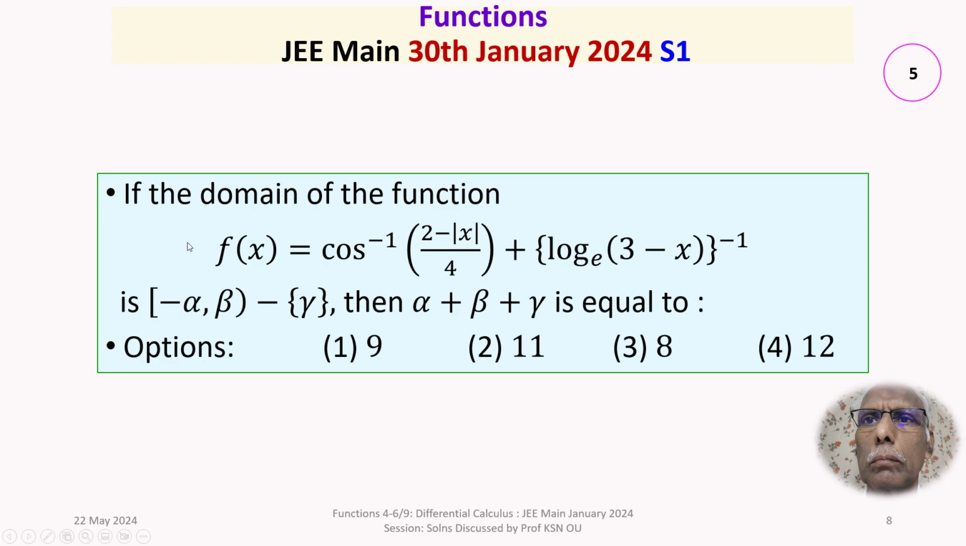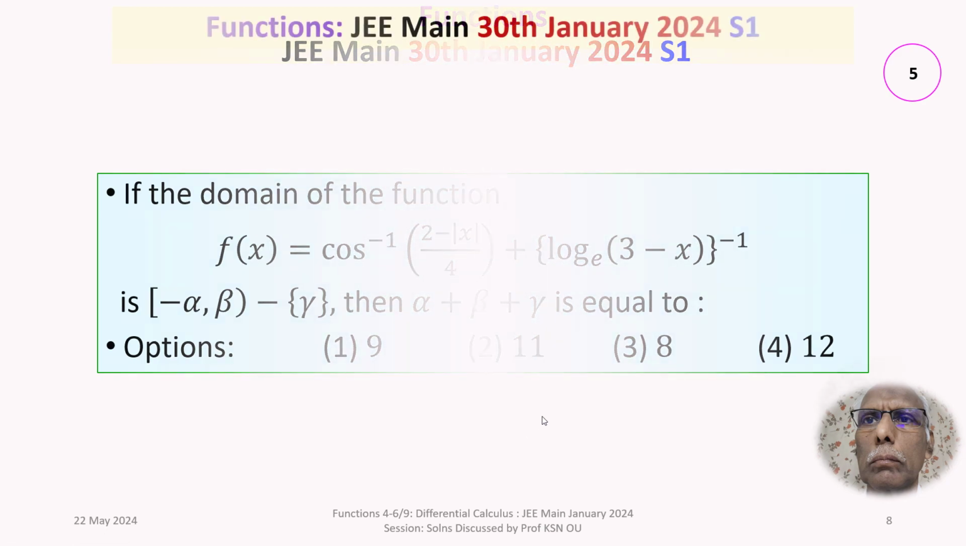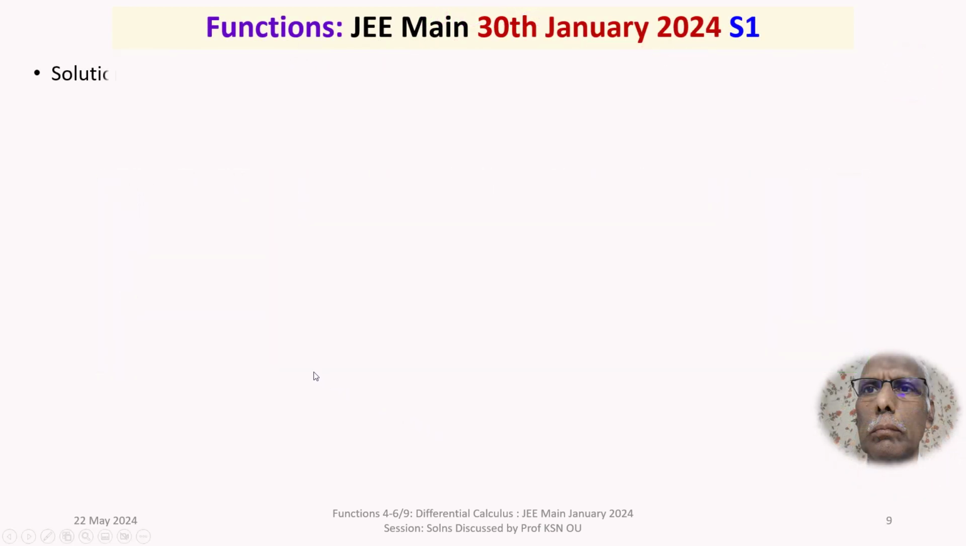Right. So you are given this function, and it is given to us that the domain of this function is the semi-closed interval alpha to beta minus singleton gamma, and required to find the value of alpha plus beta plus gamma. We are given 4 options. Let's now move to the solution in detail.